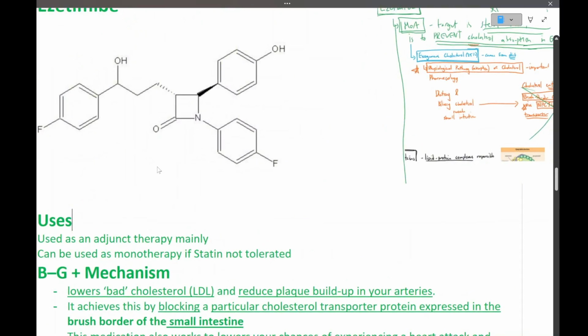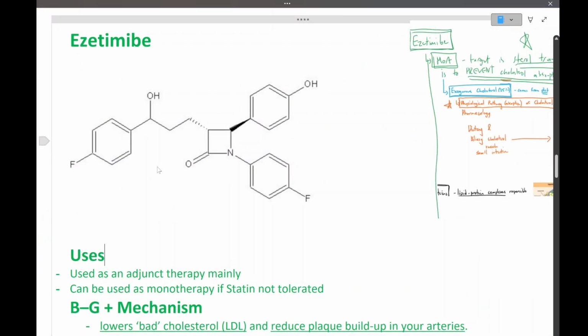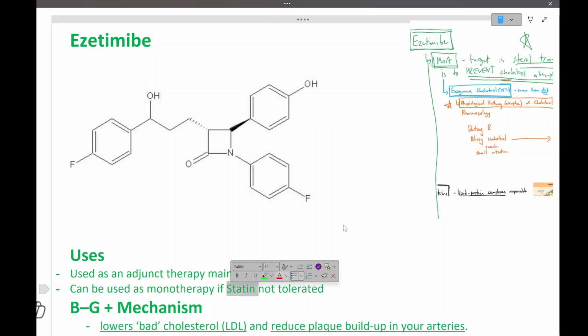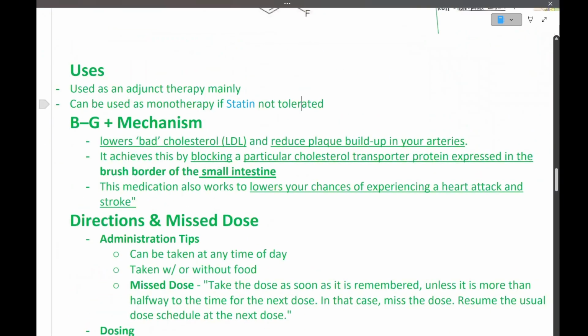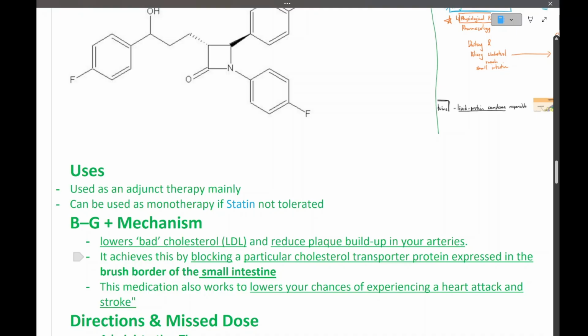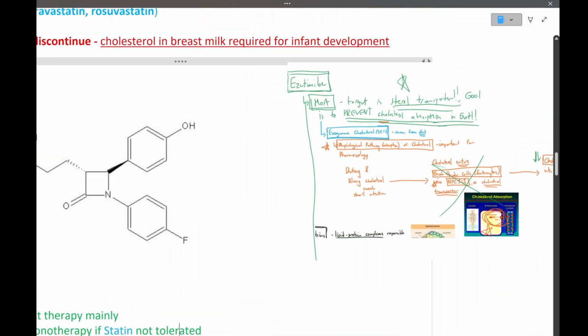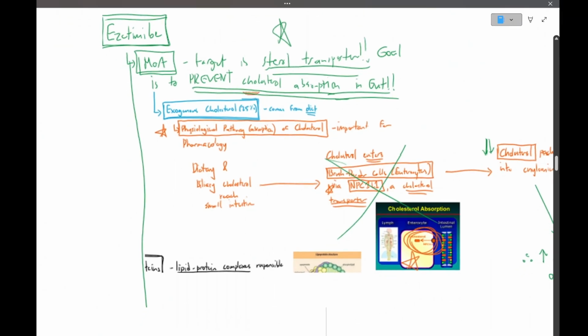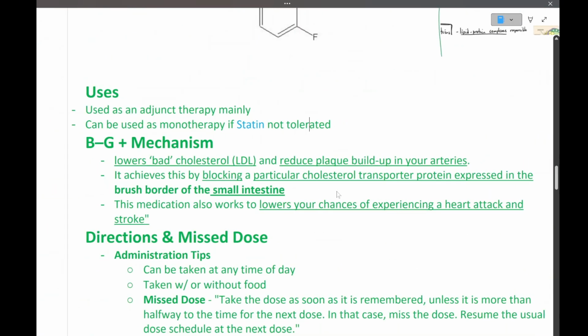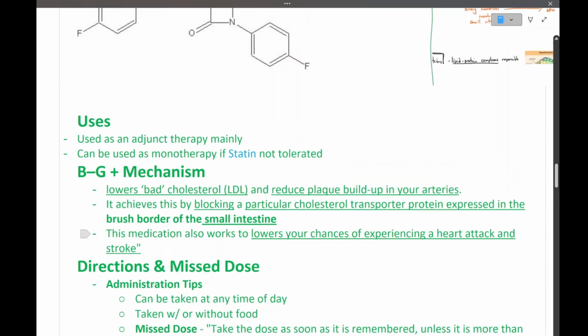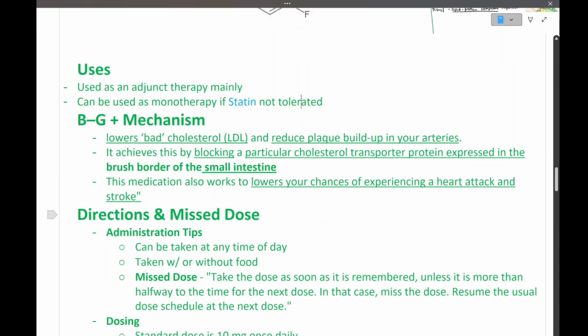So ezetimibe is used mainly as an adjunct therapy, but it can also be used as monotherapy if the side effects of statins are not tolerable. The mechanism of action here is that it works to lower bad cholesterol or LDL, and to reduce plaque buildup in your arteries. It achieves this by blocking a particular cholesterol transporter protein called NPC1L1, which is expressed in the brush border of the small intestine. By doing this, it also works to lower the patient's chances of experiencing a heart attack and stroke.